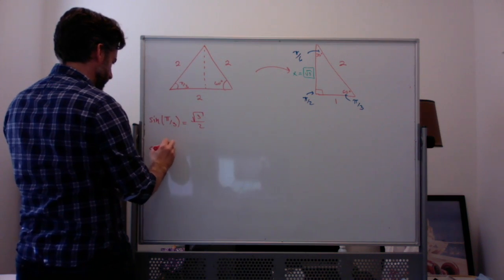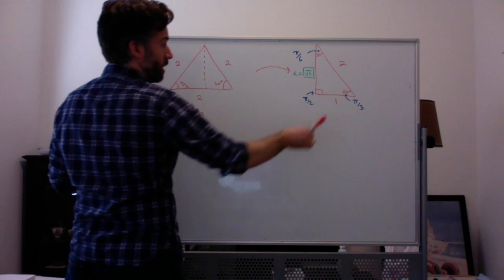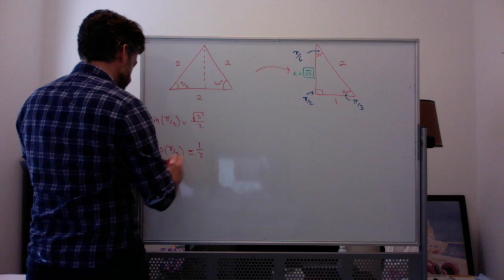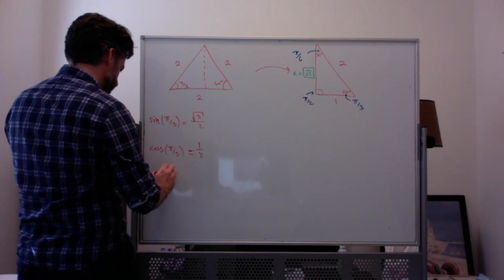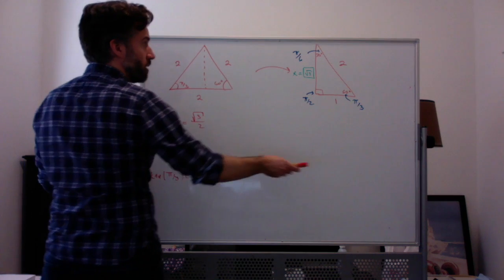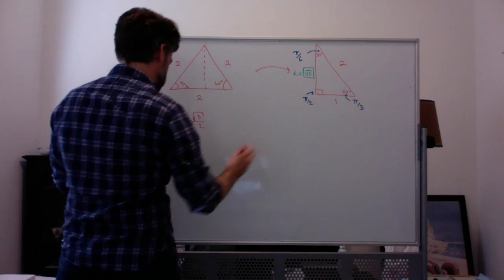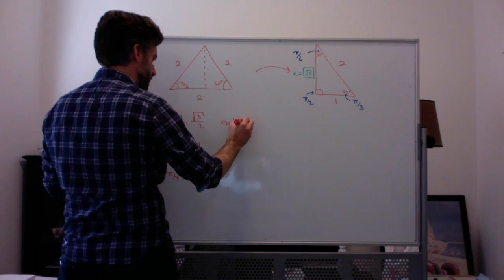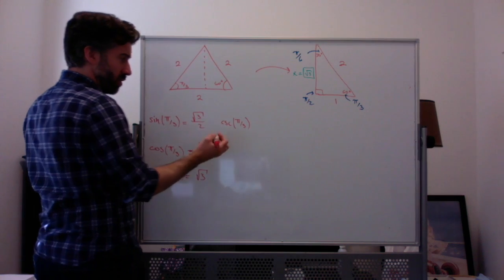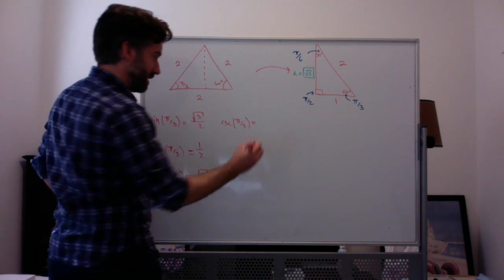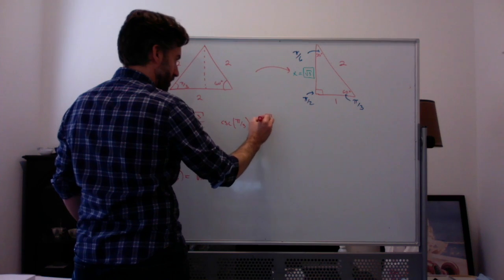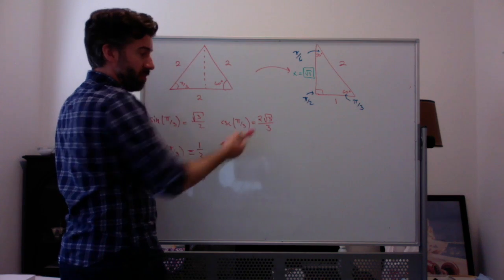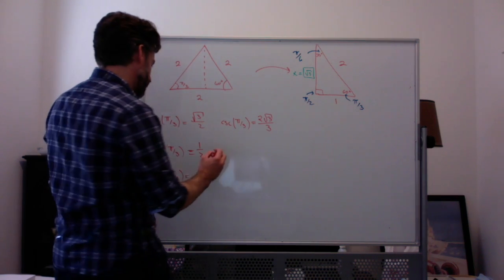Cosine of pi over 3 radians is going to be the adjacent over the hypotenuse, which is 1 over 2. Tangent of pi over 3 radians is going to be the opposite over adjacent, which is the square root of 3. Cosecant of pi over 3 radians is going to be the reciprocal of sine, which is 2 over root 3. And then we're going to rationalize that and get 2 root 3 over 3. Right? I took 2 divided by root 3 and multiplied the top by root 3 and the bottom by root 3. And root 3 times root 3 is 3.